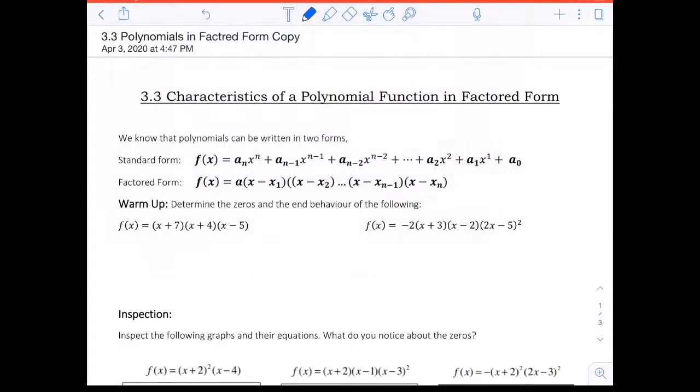We're going to go over the next section 3.3, which is characteristics of polynomials when they're in factored form. So we know that polynomials, quadratics, can be written in standard form and factored form. And we know that factored form looks like a whole bunch of brackets, right? A whole bunch of factors. Depending on the degree, that would be how many brackets we could potentially have.